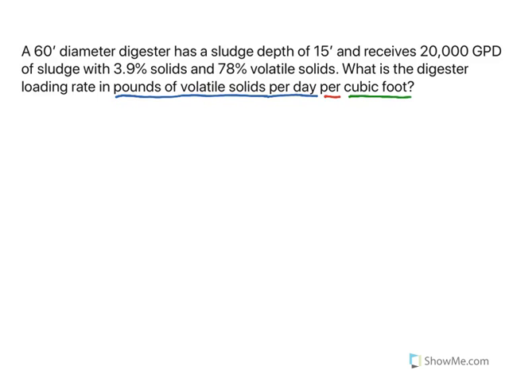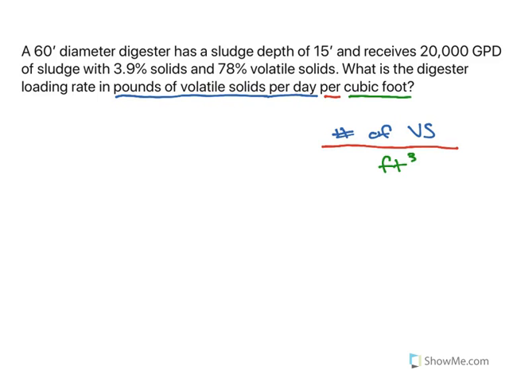So, as we've mentioned several times before in the class, whenever you see that word per, that is telling us that we're going to have a division problem to get to the final answer. And in this case, we're going to set the problem up like this. Pounds of volatile solids divided by cubic feet.